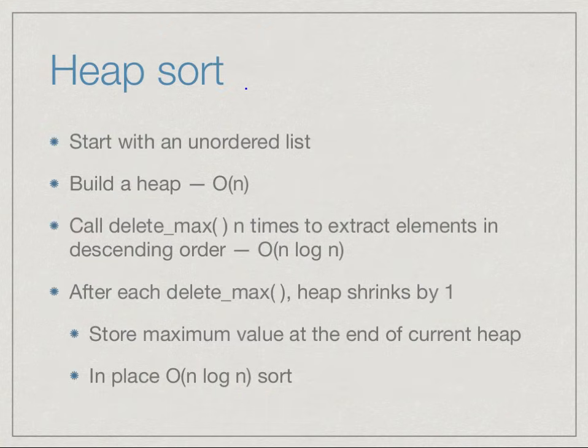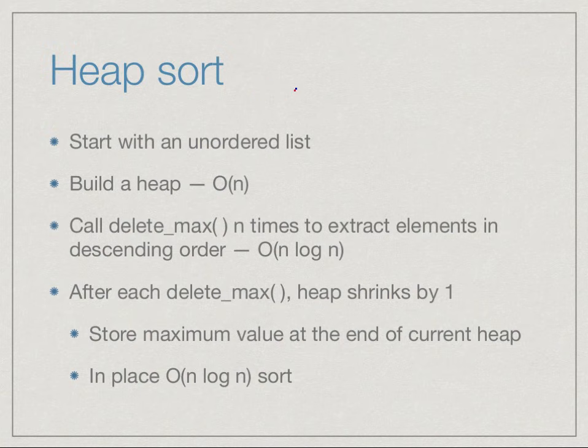A final use of heap is to actually sort. We are taking out one element at a time, starting with the maximum one. So it is natural that if we start with a list, build a heap, and then do n times delete max, we will get the list of values in descending order. So we build a heap in order n time, call delete max n times, and extract the elements in descending order. So we get an order n log n algorithm for sorting with a heap.